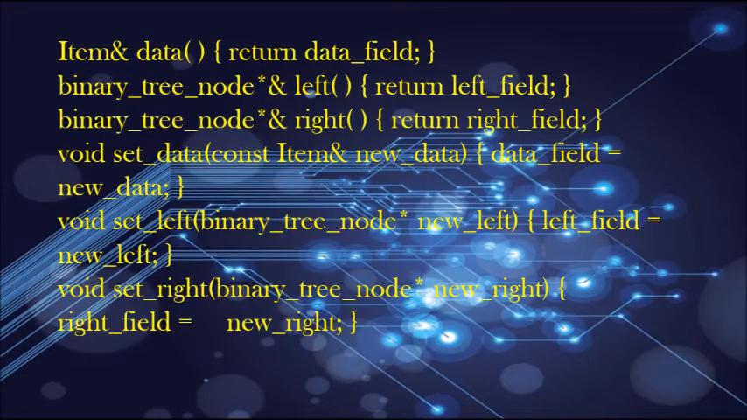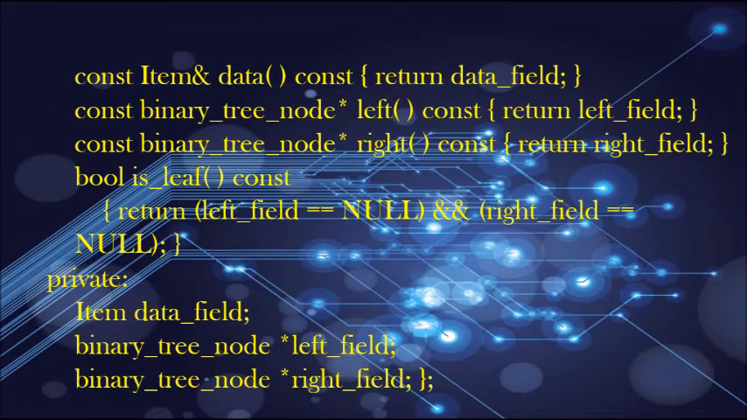In our binary tree class, we declare some functions to be called on in the process. Item pointer data will hold the data. Binary tree node pointer left will hold the left field of the tree. Binary tree node pointer right will hold the right field of the tree. Void set data is a form of constructor that creates new data. Same goes for the void set left and void set right.